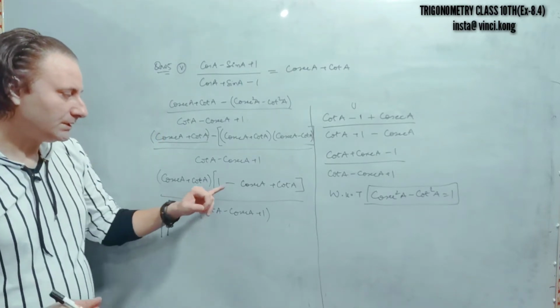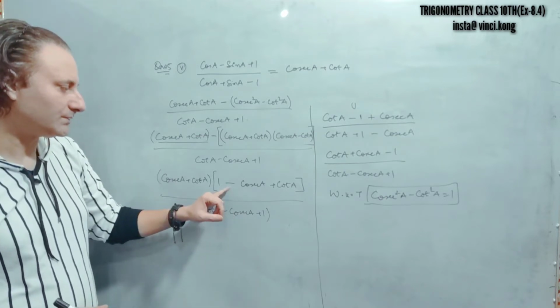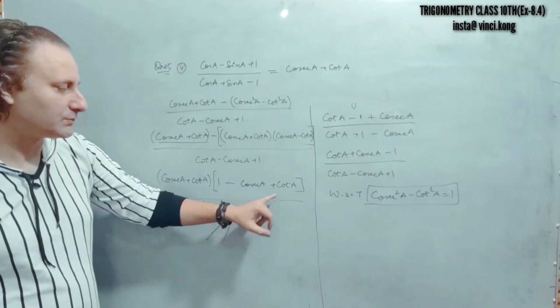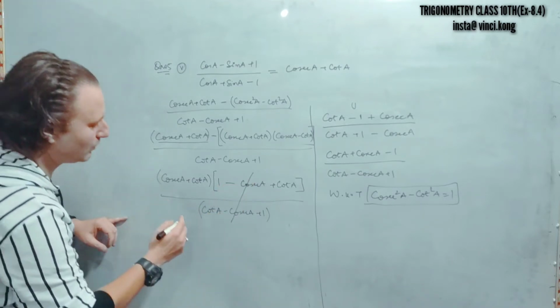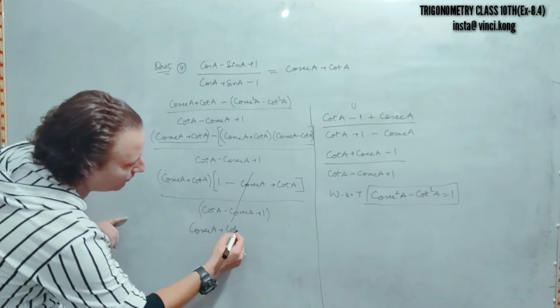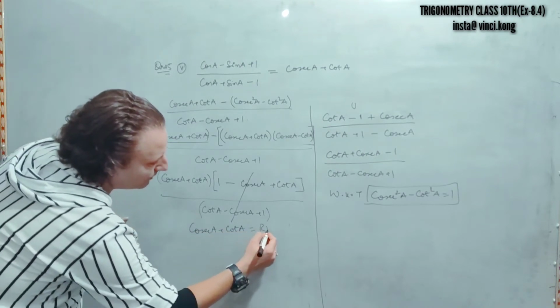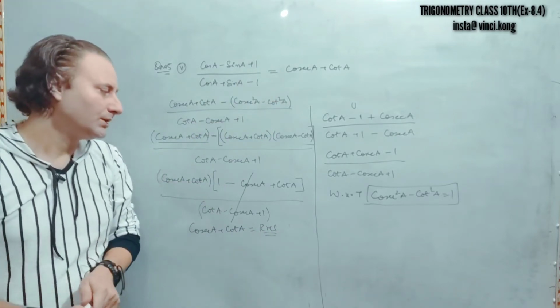Did you notice something? This and this are identical. 1 positive, yes, I have that. Minus cosec A, I have that as well. Plus cot A, I have that as well. So take that off. Now what do I have left here? It is cosec A plus cot A. That's what our right hand side was. So LHS is equal to RHS.